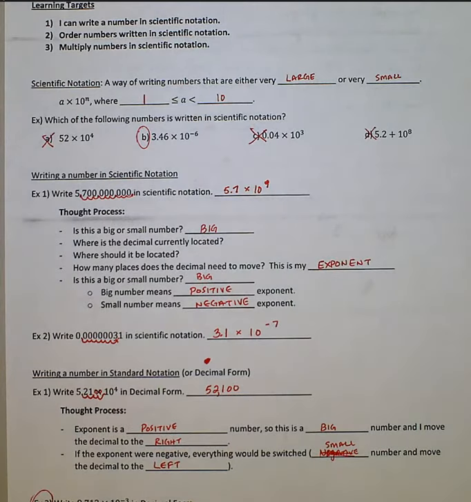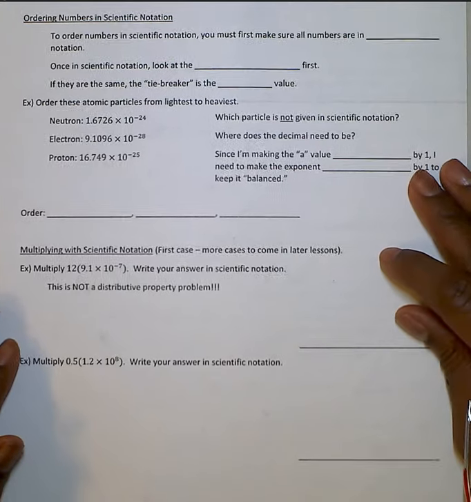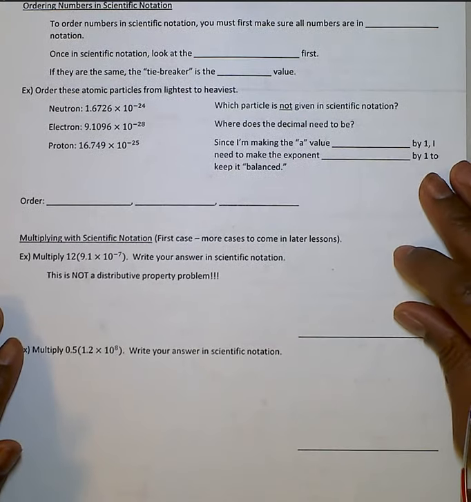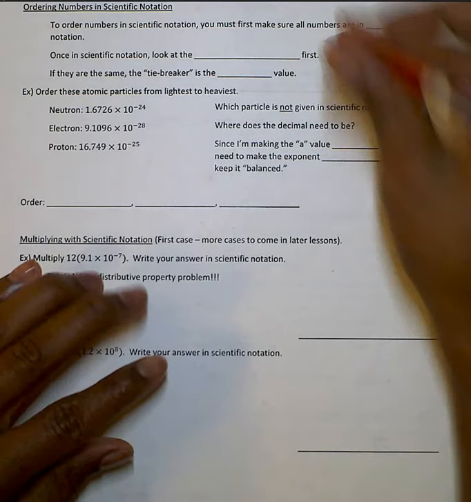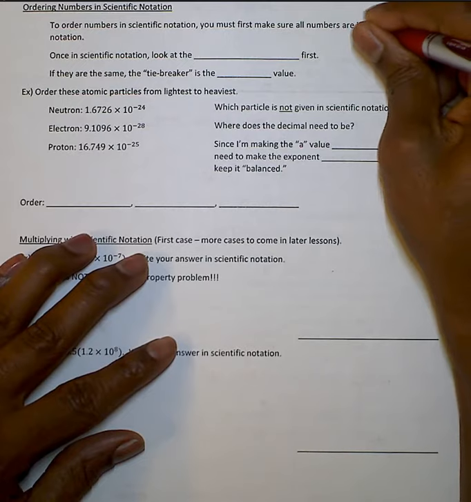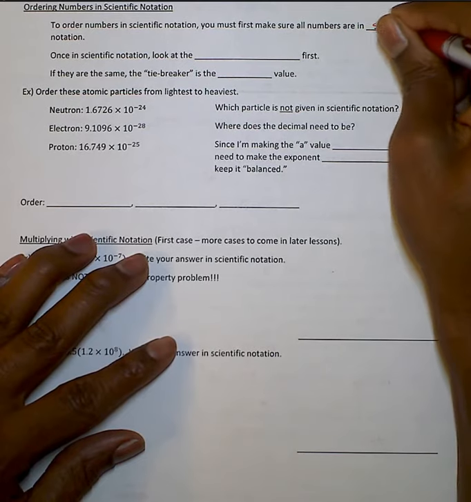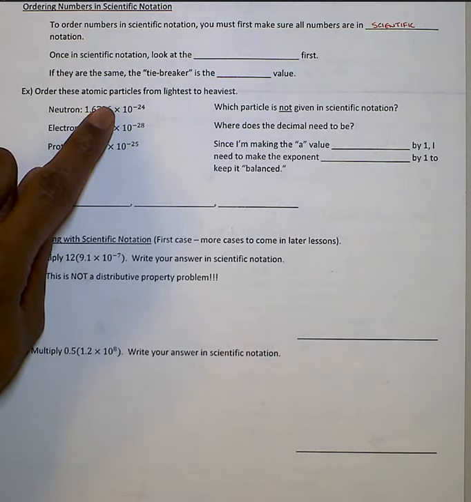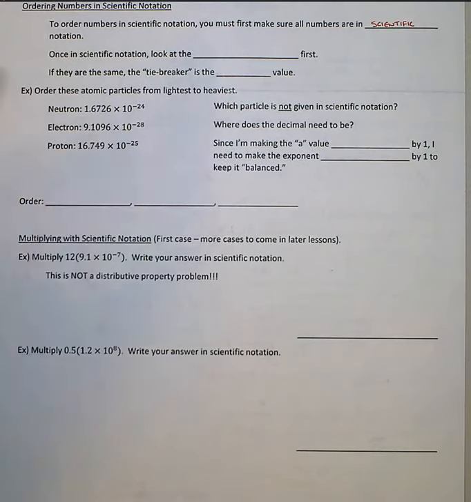Okay, backside. To order numbers in scientific notation, you must first make sure all numbers are in scientific notation. Either standard or scientific doesn't really matter, but scientific will probably be easier, especially when you're dealing with something like 10 to the negative 24 power. You don't write all those in standard notation.